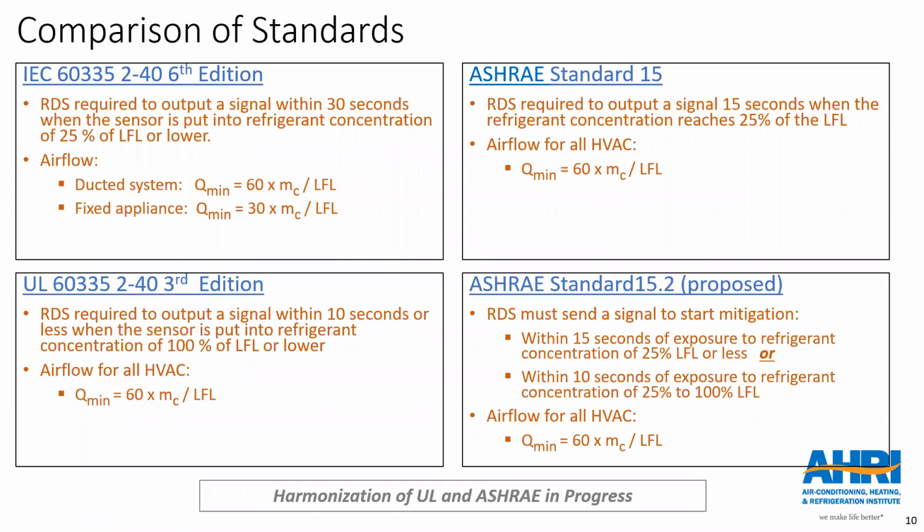So to put things in perspective, if you use 60 times MC divided by LFL, a typical residential system of 9 pounds would have to have a Q min of 480 CFM. A 9-pound system is probably about 3 tons, so that's usually 1,200 CFM airflow. So it's just a little more than a third of the amount of airflow that's required for the air conditioning system.